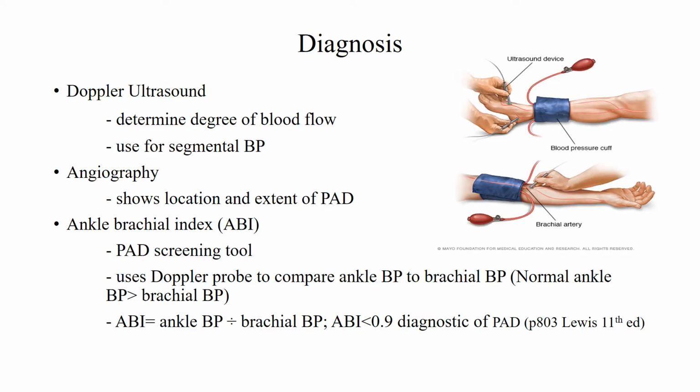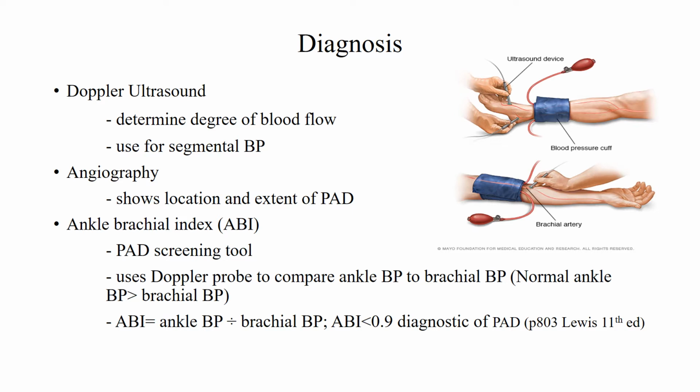There are different diagnostic tools to diagnose peripheral artery disease. One is the Doppler ultrasound. So you've all seen what an ultrasound is, and this is quite similar to it. They use a probe, a Doppler ultrasound, to determine the degree of blood flow in the involved area. And it is also used to obtain a segmental blood pressure. So a segmental blood pressure or segmental arterial Doppler pressure is a test that uses the Doppler ultrasound to measure the blood pressure in the legs and to make sure that there is normal blood flow.